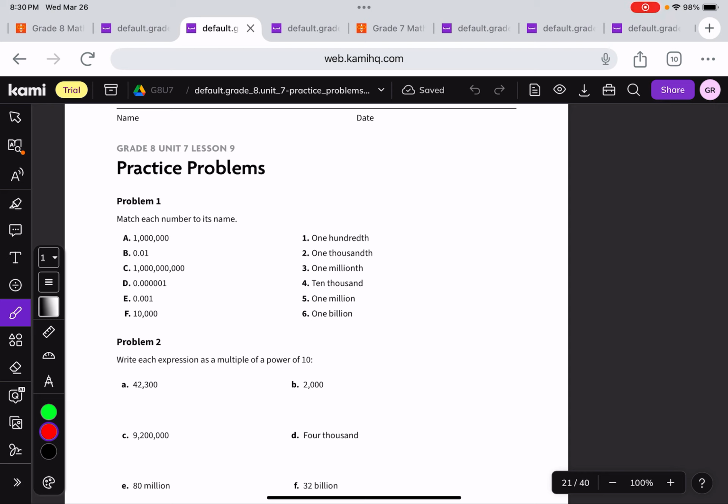Now let's look at grade 8, unit 7, lesson 9 practice problems. Go ahead and turn to whatever color pages you guys have. Can't keep track. No, green pages. So you can match each number to its name. I'll let you do that. You don't need my help with that. I hope not, because this is very similar to the warm-up. Just a hint, anytime you see TH, it's going to be a decimal. If you don't see a TH, it's just going to be a whole number.